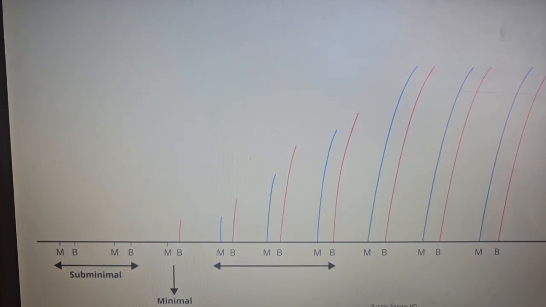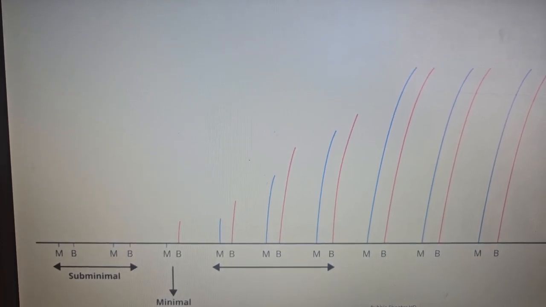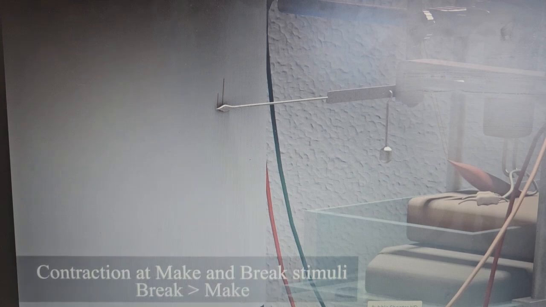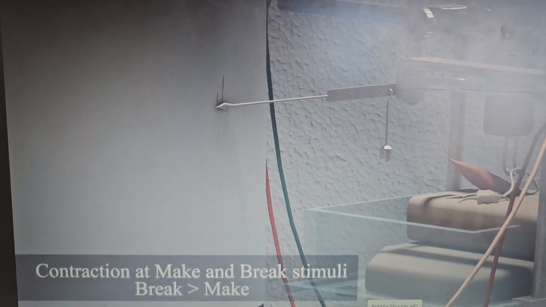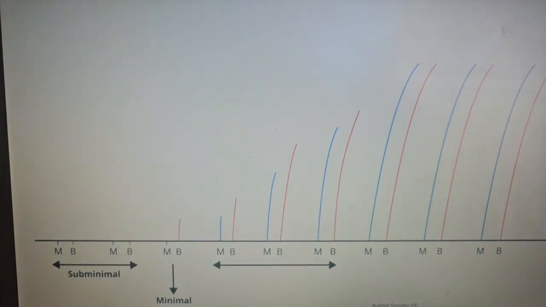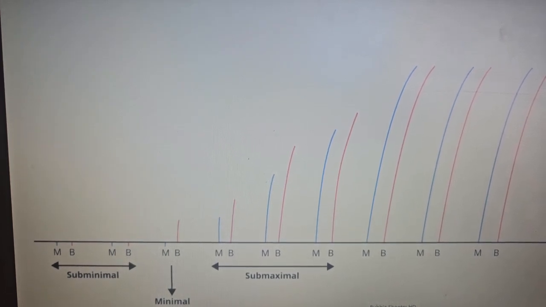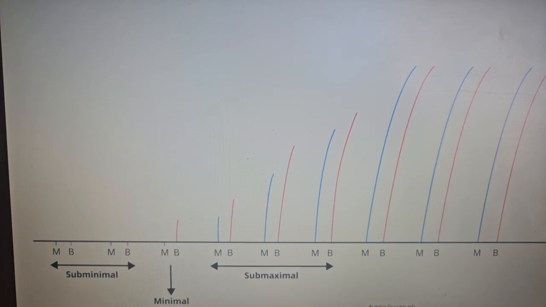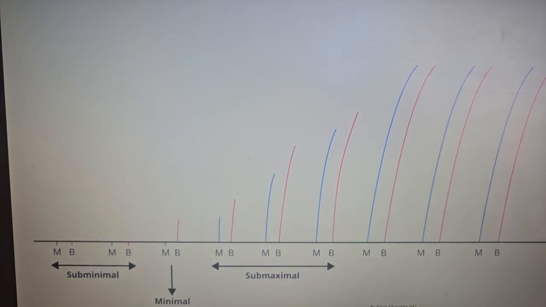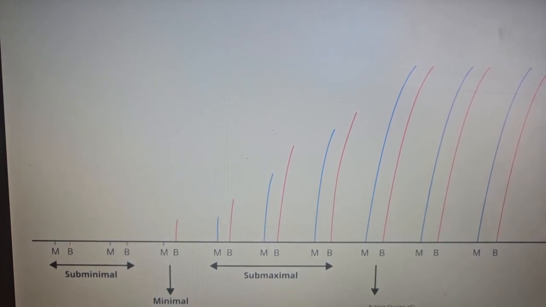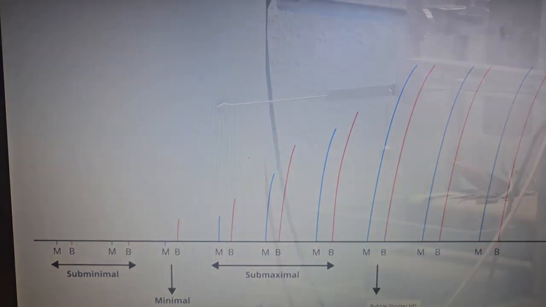As we increase the strength of stimulus, the make stimulus is also able to generate a response. As we further increase the strength of stimulus, the strength of the response also increases. The amplitude of the break stimulus is greater than the make stimulus till the stimulus reaches the maximal stage. A maximal stimulus is a stimulus which produces the maximum response.